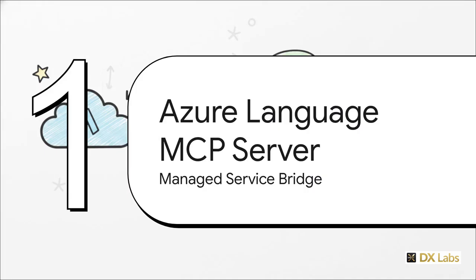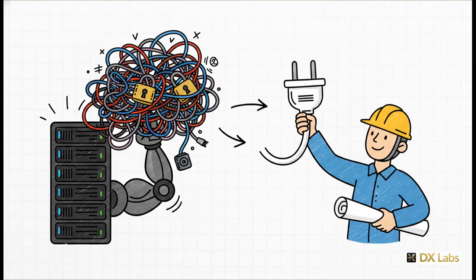Section 3. The Azure Language MCP server. This acts as our managed service bridge between your agent and the full suite of Azure Language features, things like named entity recognition, sentiment analysis, and language detection. Because the server follows the open MCP standard, your agent calls these language analysis tools using the exact same protocol it uses for any other MCP server.